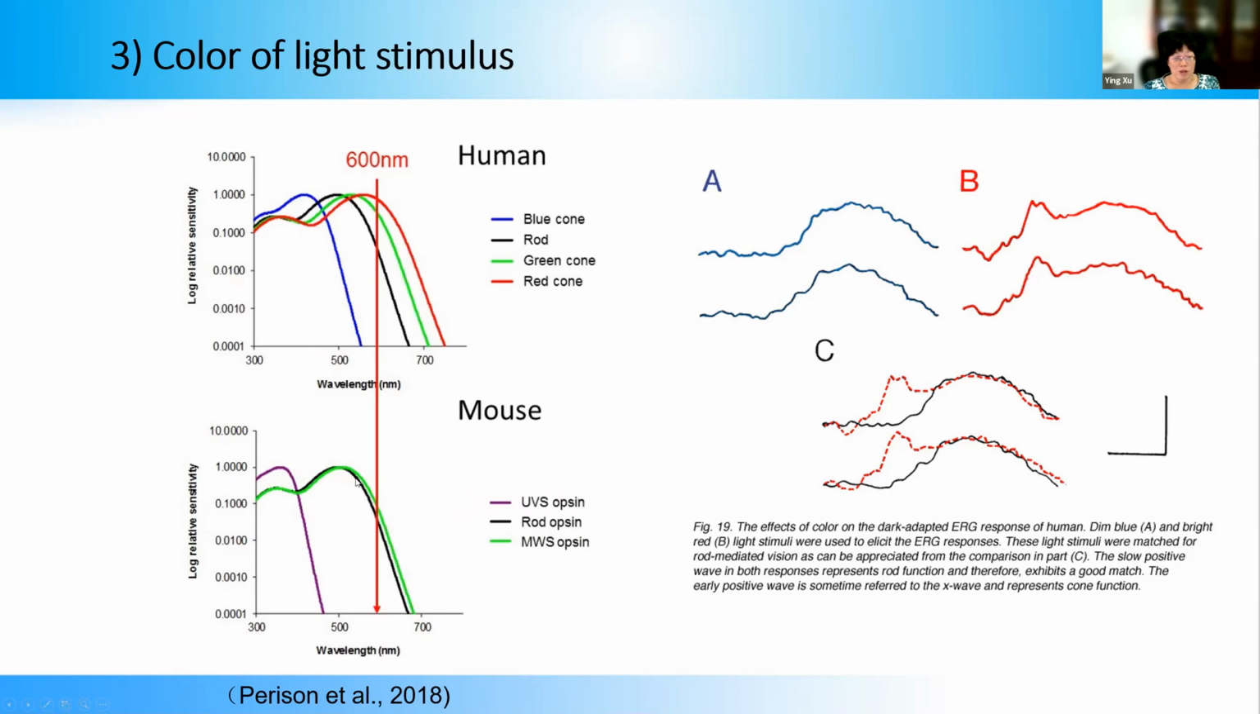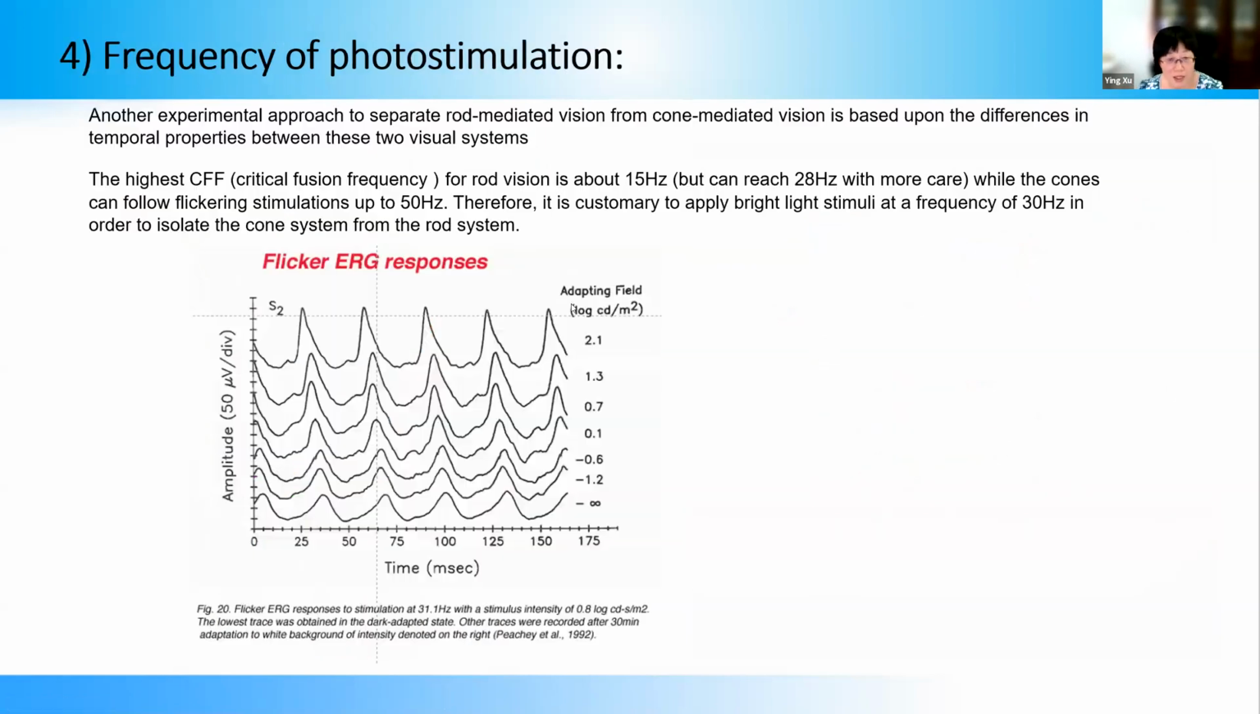And for all animal species, there is only one type of rod, which is very sensitive to light at 500 nanometers. If you present the human with different colors of light, for example 600 nanometer light, it will excite the red cones and also some green cones, but not the rods or the blue cones. But in mouse, if you use 600 nanometers, you can see that it only excites a part of the rods and the mid-wave cones.